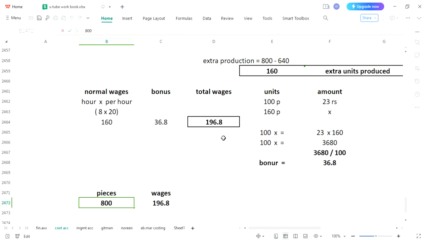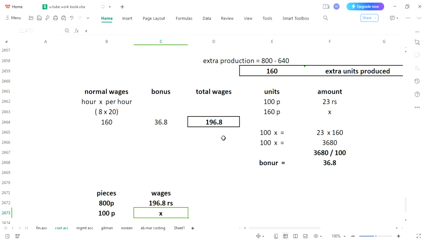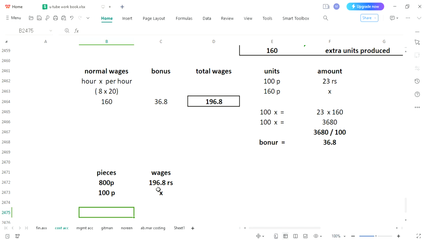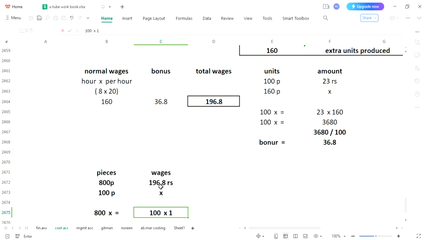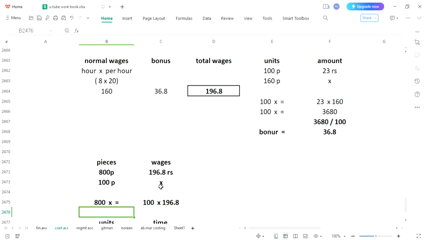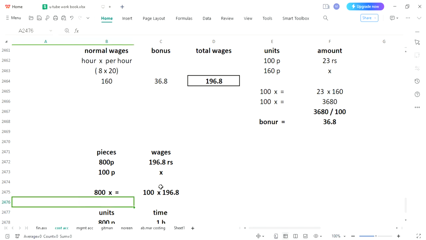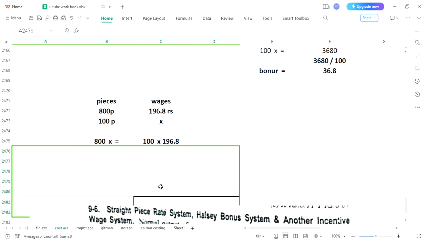For 800 pieces, the amount received is 196.8. The question asks how much amount would be paid for 100 pieces. So, cross multiplication: 800 would be multiplied with x, so we get 800x, and on the other side 100 would be multiplied with 196.8.